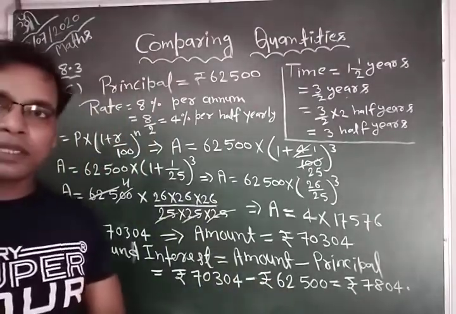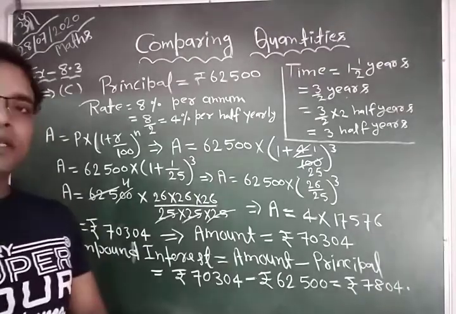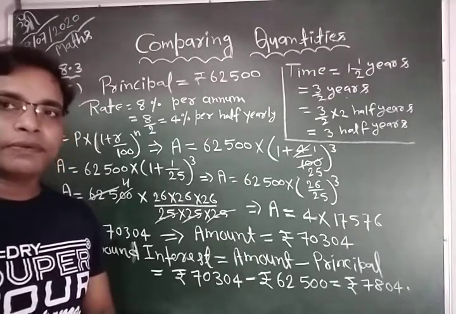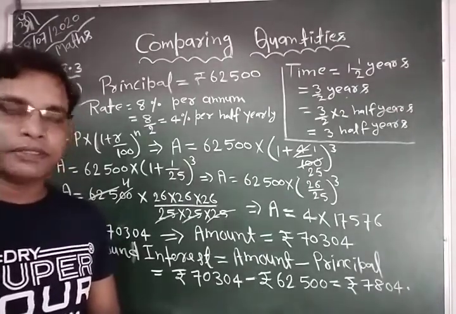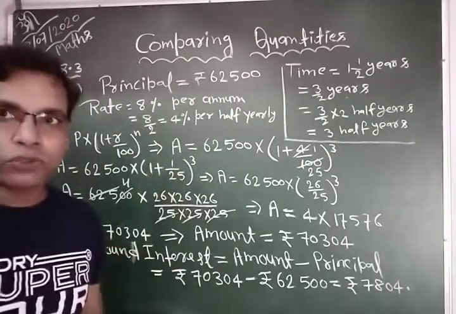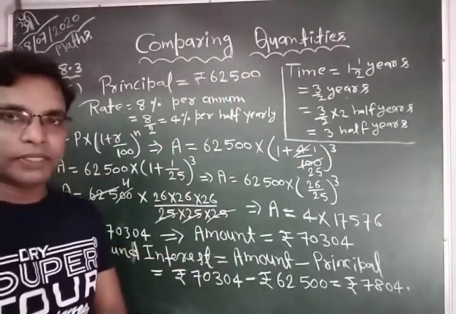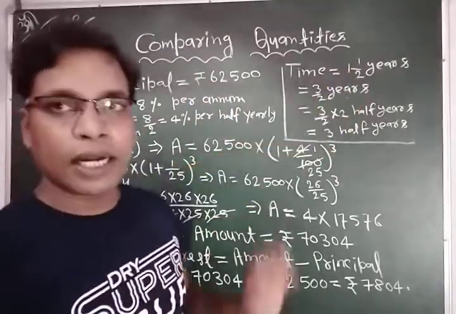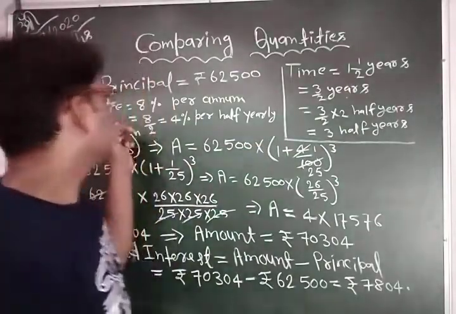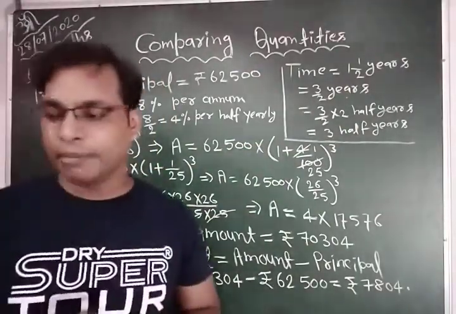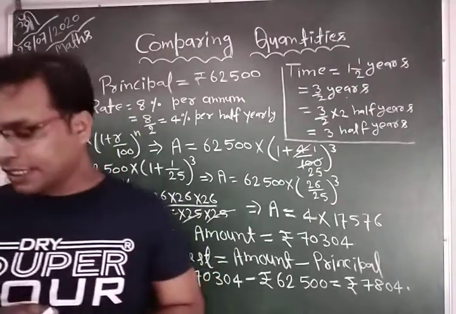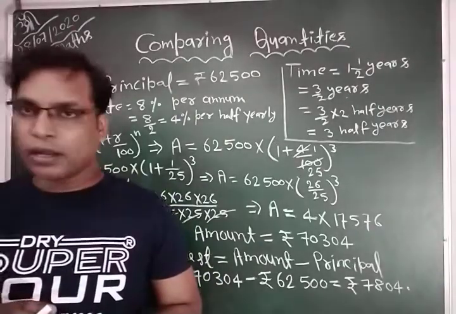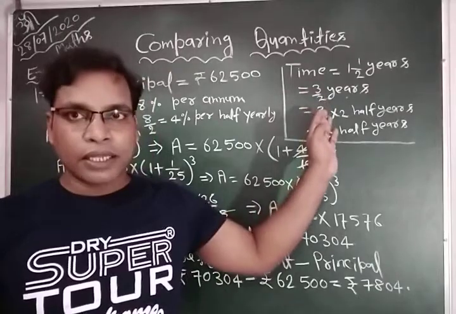Students, I hope all of you understood how to find amount and compound interest if principal, time and rate are given. Here principal is given 62,500 rupees. Time is given 1.5 years, and rate is 8% per annum. But in the question, we find this compounded half yearly, so we change time into half years.